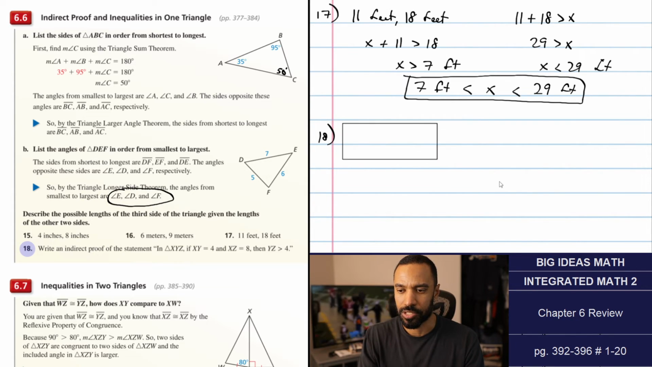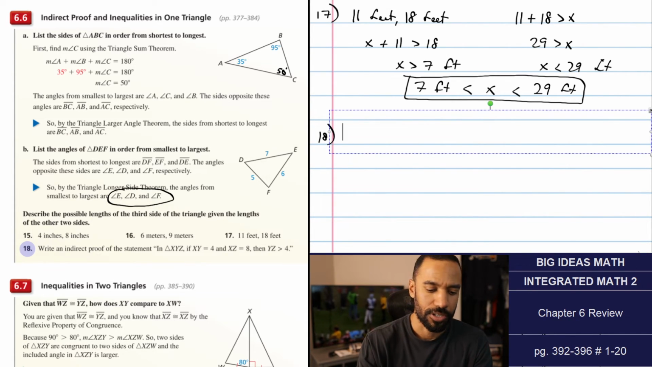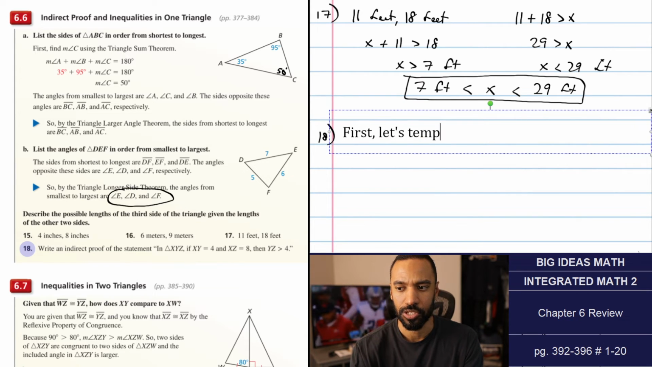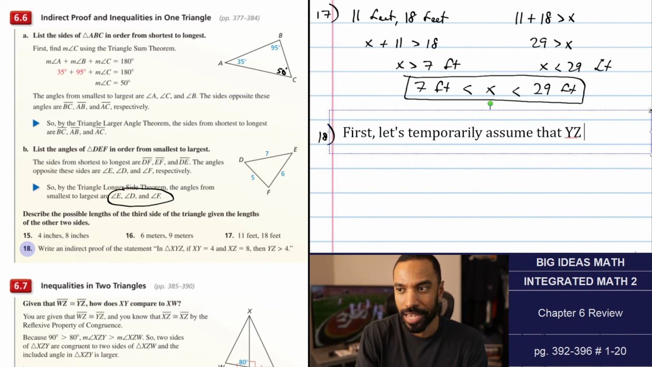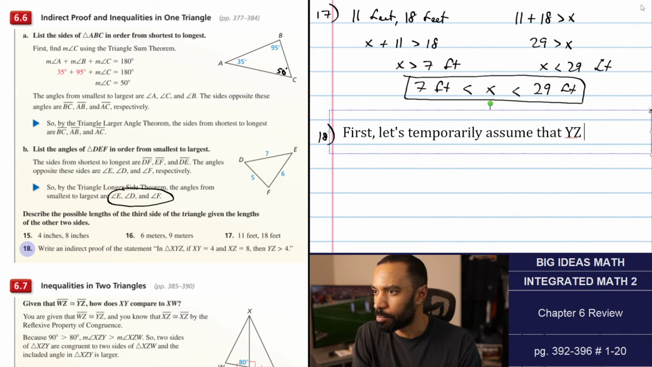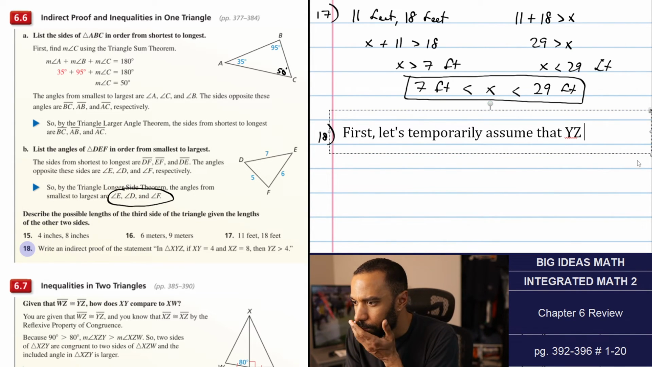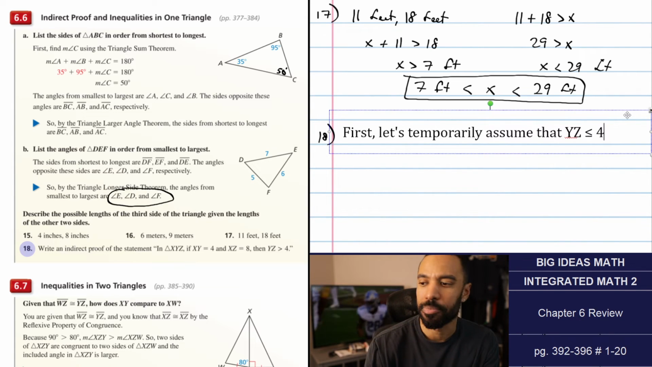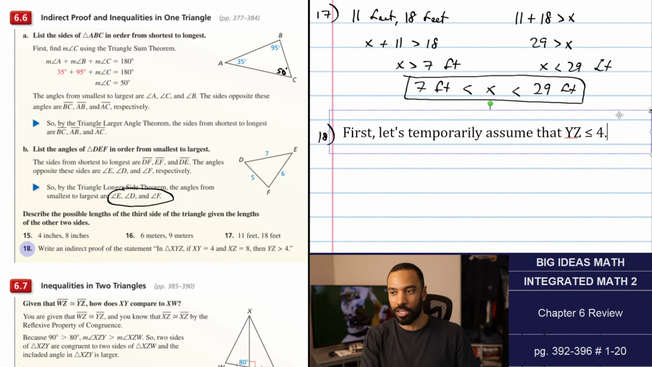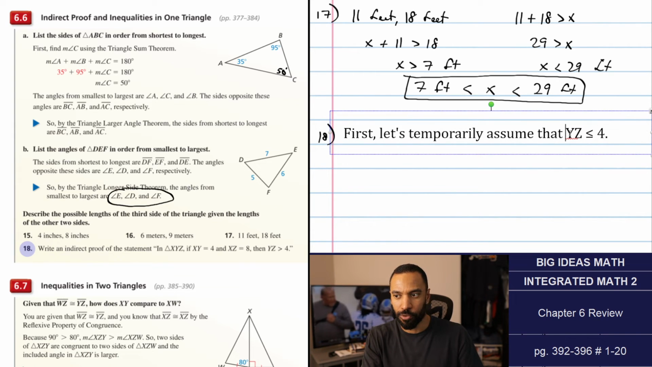So it kind of works like this. First, let's temporarily assume that YZ is not greater than 4, is less than or equal to 4. So I'm doing the opposite of what they're saying. I'm looking at the conclusion that YZ has to be greater than 4 and saying, let's assume that it's going to be the other way, if it was less than or equal to 4.